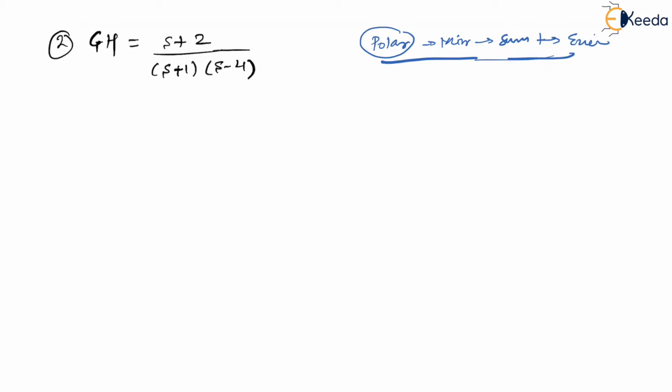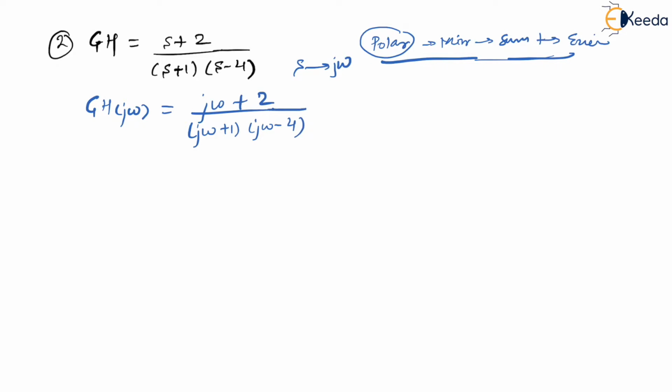Let us see that. So if you just observe, the first step is to do this GH of j omega, right? Which is nothing but j omega plus 2, means you have to just replace s by j omega. So it becomes j omega plus 2 upon j omega plus 1 into j omega minus 4. Is that right? Yes.